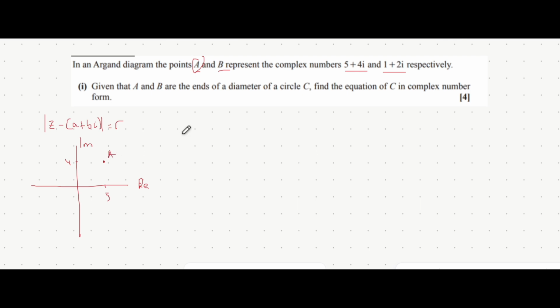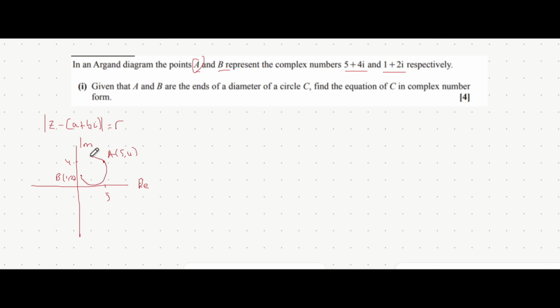So this is position A, and position B is 1 plus 2i, which is 1 to the right and 2 up, and that will be somewhere here. So let's call that 1, 2, and we'll call that B. We might as well label this one as well, since we labeled the other one. It says given A and B are the ends of the diameter of a circle. Okay, so it's going to be a very bad circle.